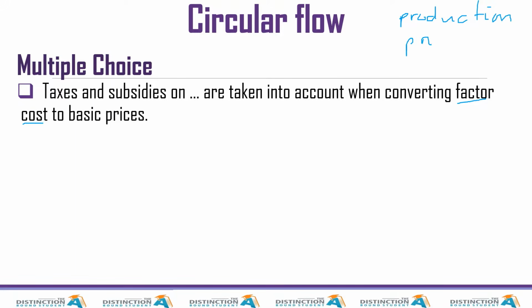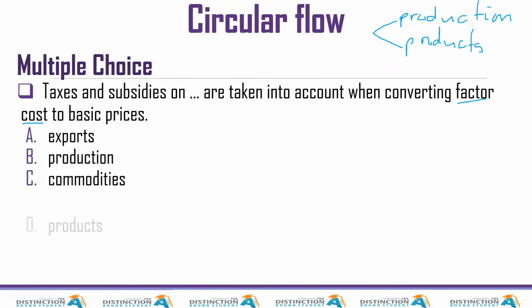You've also heard taxes and subsidies on products. Anything other than these two is obviously out. Out. Maybe. Out. Maybe. So these two, you scratch them out. All right, so you're left with these two. These are your two possibilities.